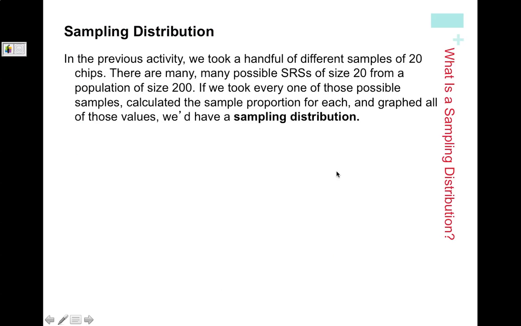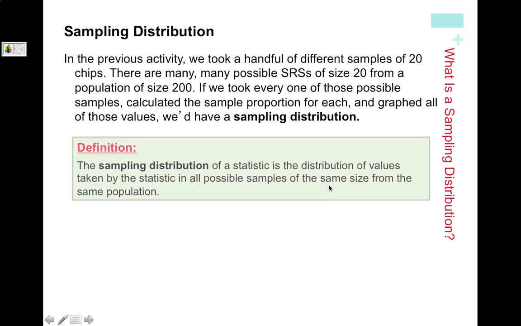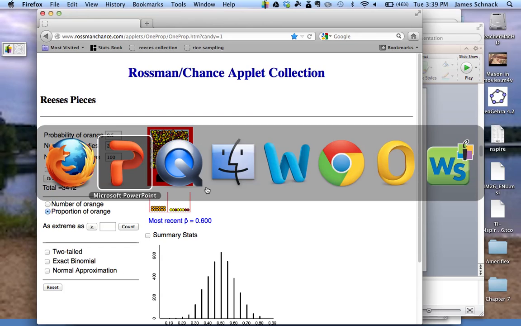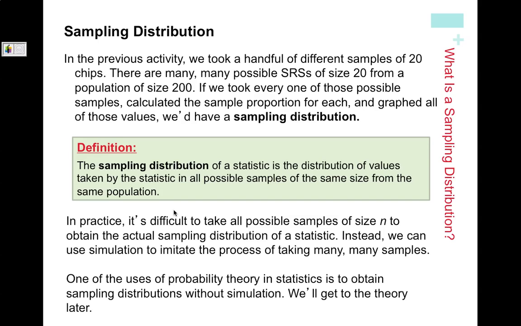So, in this activity, there are many possible simple random samples of size 20 from a population of size 200. Regardless of what our population is, if we are going to have a sampling distribution, we are taking every possible sample that we can of the same size. So if I go back to my Reese's Pieces, if I collected every single possible group of 20 that there is, then it's a true sampling distribution. Now, it's difficult to take all possible samples of size n. It's usually infeasible to do that.